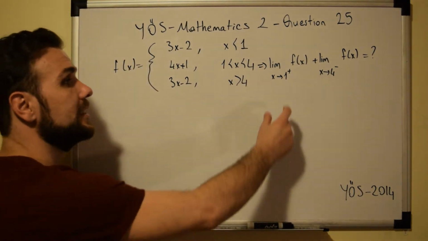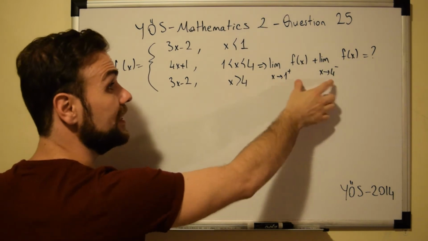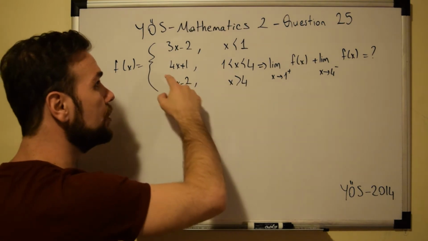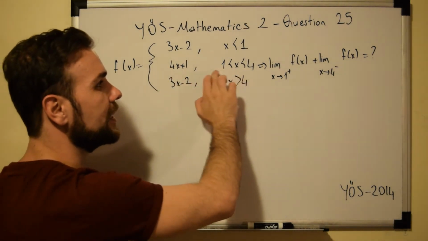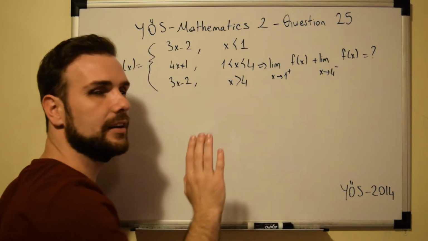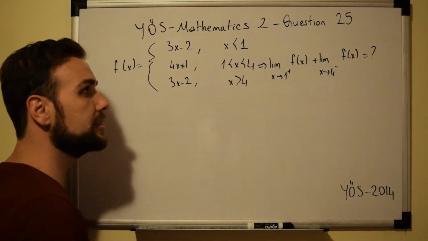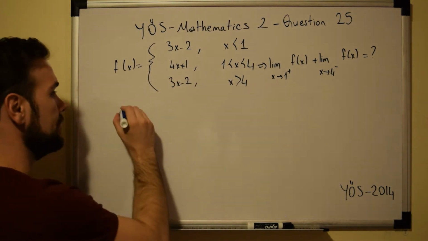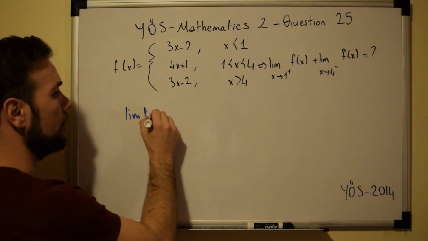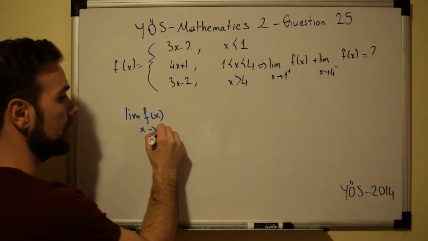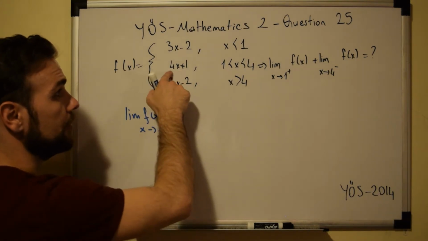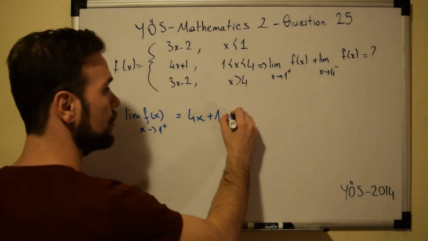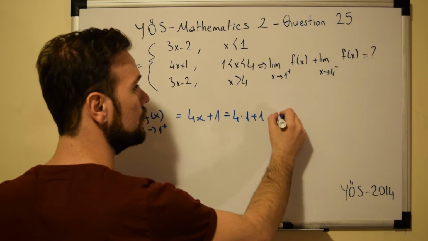Now let's first see what these terms mean. We have x approaches 1. What does that mean? It means that we have to look at the expression when we are given the condition that x should be greater than 1 in this case. So the only expression that tells us that x should be greater than 1 is the second expression. So the limit of f(x) as x approaches positive 1 is equal to 4x plus 1, and the value of x should be taken as 1. So we have 4 times 1 plus 1, which is equal to 5.